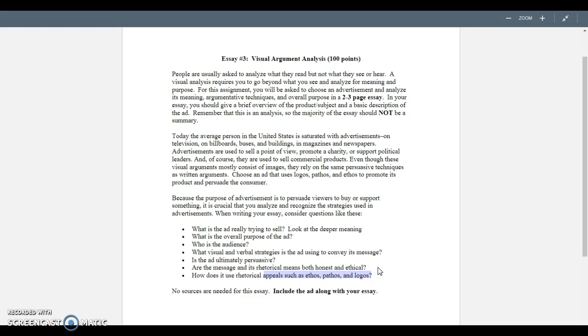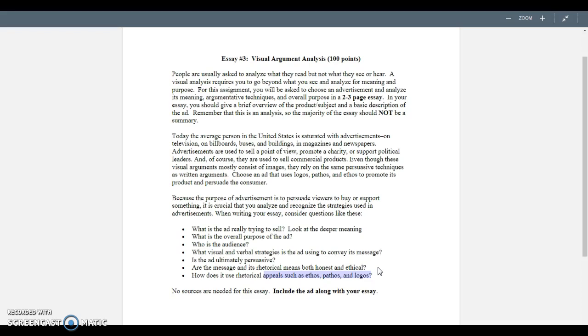Logos, not surprisingly, is a little bit more difficult to find in ads because a lot of ads don't use logic. So you can find logos if they have statistics or if they're showing you how the product works. If they show you how the product works, that is definitely logos. If they explain how something works or how something evolved or they explain something, that is logos. Statistics can be logos and ethos as well. So sometimes they do overlap.